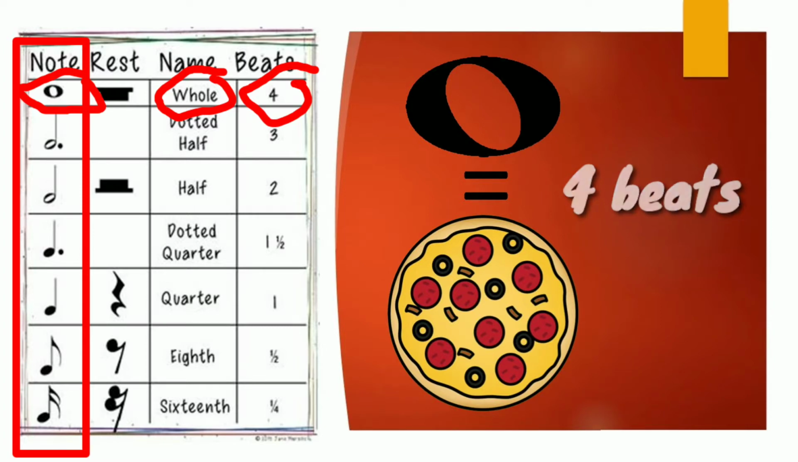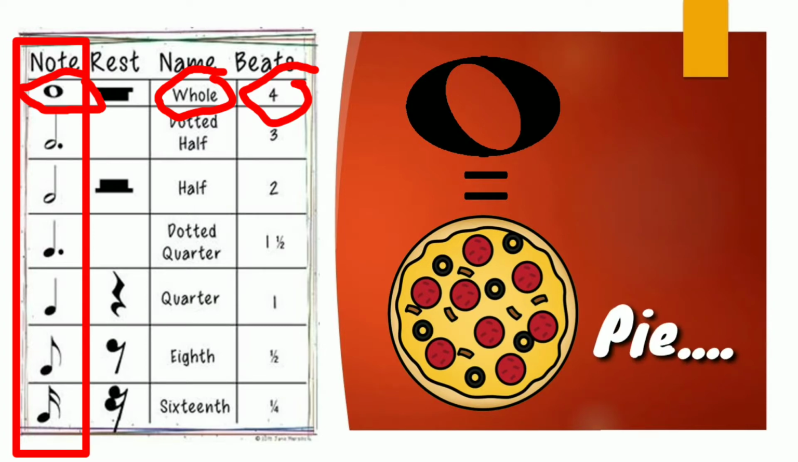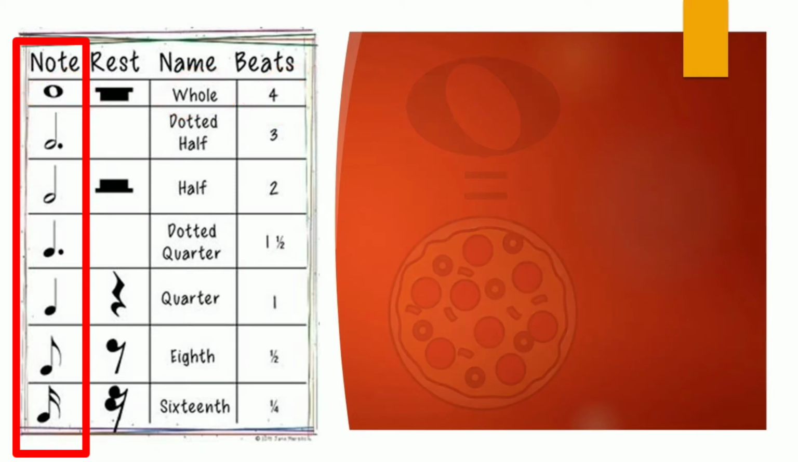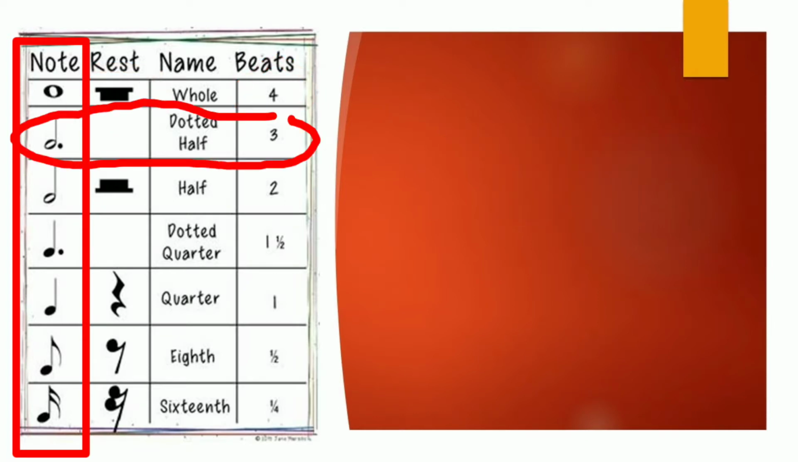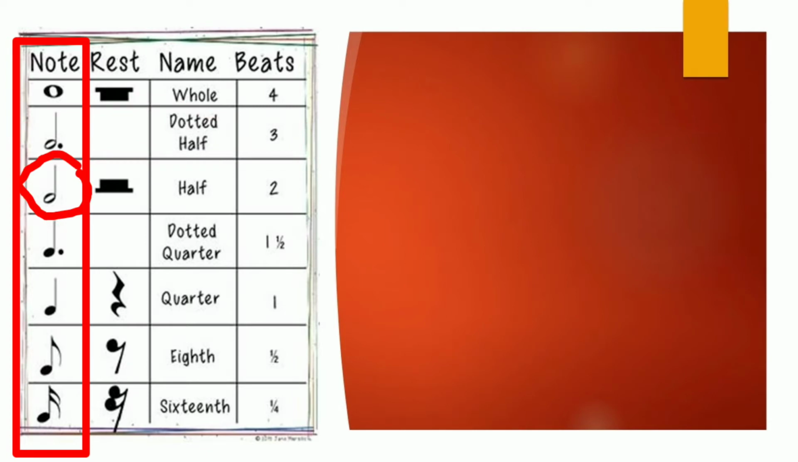So how do we sing it? It's like pie. On the other hand, the whole rest means 4 beats of complete silence. Let's skip the second row for now, and let's have the third row.